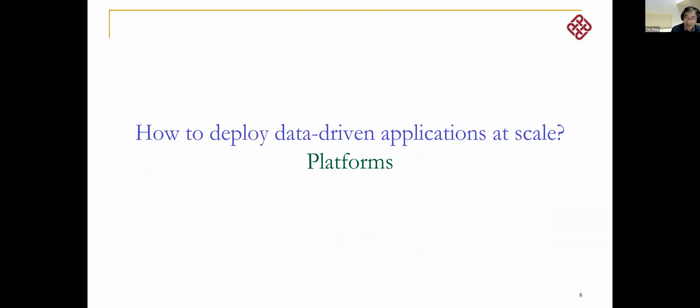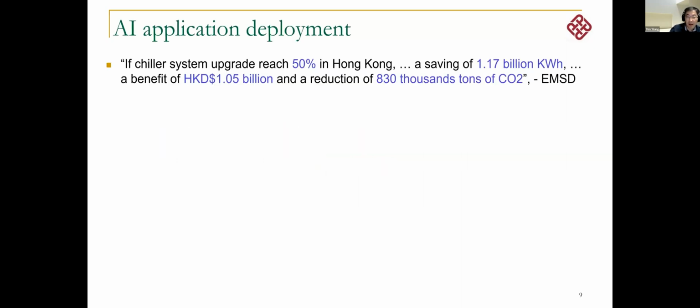So nowadays, there are many such data-driven applications developed, right? And our next question is how can we deploy these applications at scale? We are not developing these applications for luxury. We are not developing only for HSBC headquarters or Bank of China Tower. We want to deploy to 50% of the buildings in Hong Kong, and that's more than 40,000 buildings.